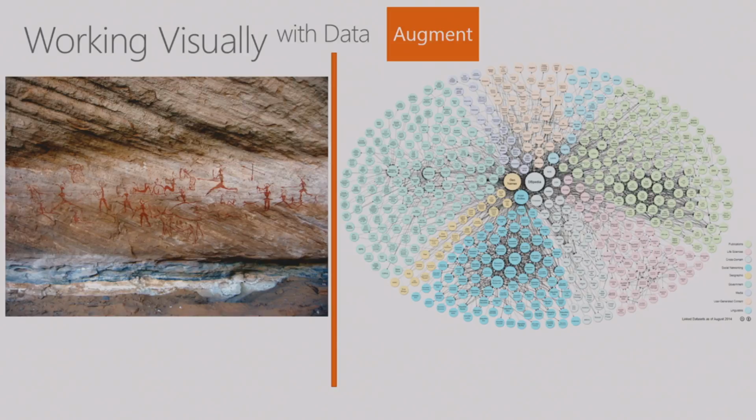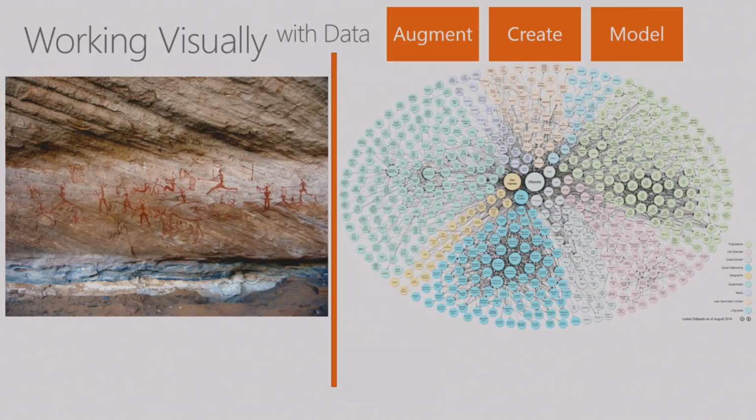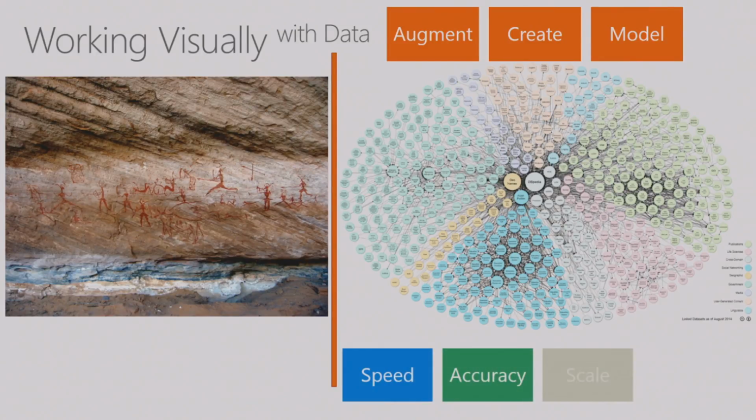We are going to be talking about how you take your existing diagram and augment it with the data in your line of business systems. We're going to talk about how you take your data and create a diagram, and how you take the data and model the diagram based on the data. All this with a speed, accuracy, and scale that is unheard of and unparalleled when we talk about the new data age, when data is inundating us from all kinds of directions.